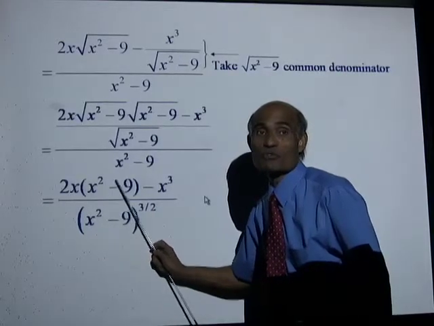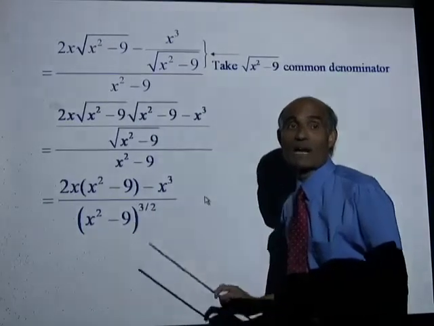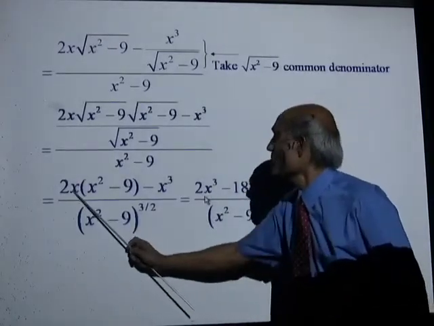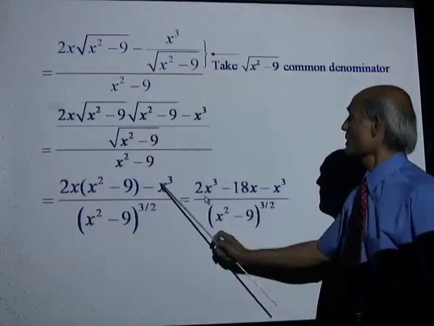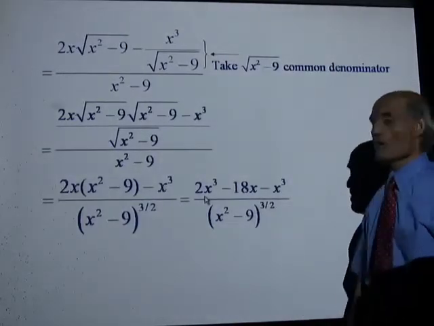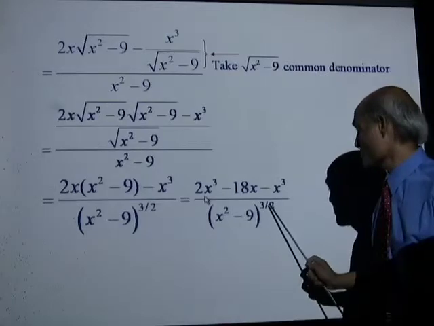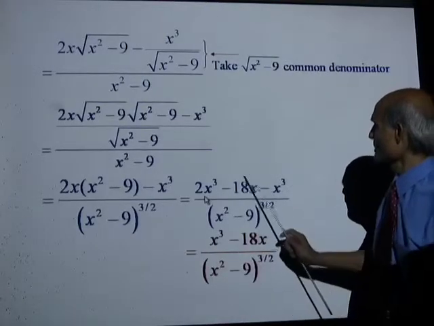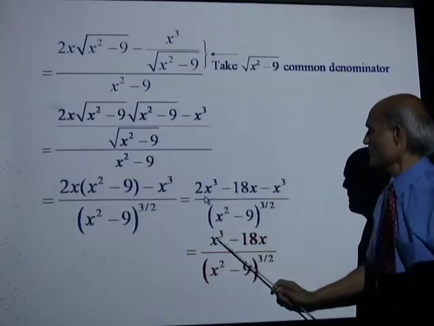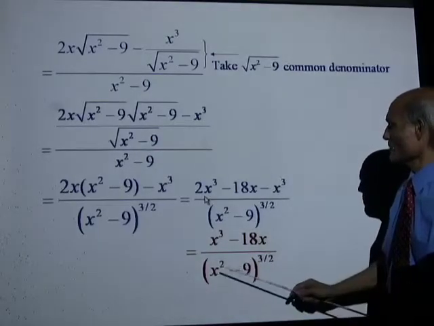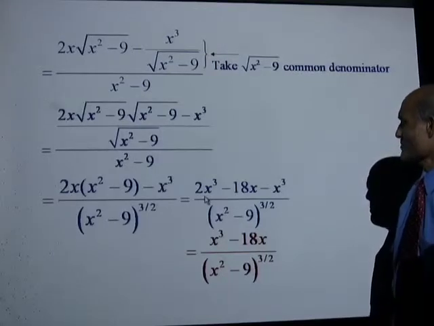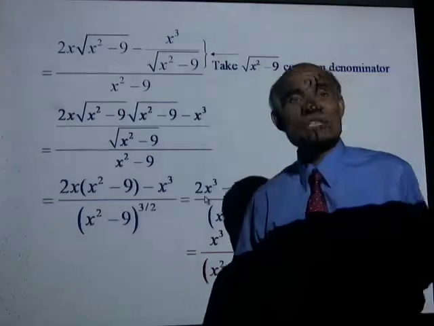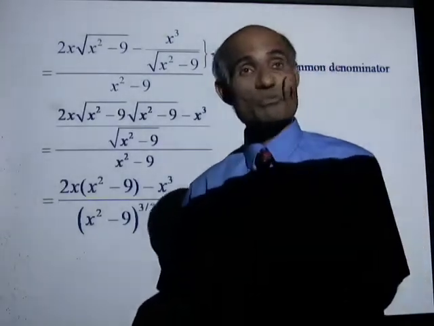And now simplify the numerator by multiplying and simplifying. That will be 2x cubed minus 18x minus x cubed over (x squared minus 9) to the power of 3 over 2. And one more step. 2x cubed minus x cubed is x cubed, minus 18x over (x squared minus 9) to the power of 3 over 2. A very typical problem that you need to be familiar with.